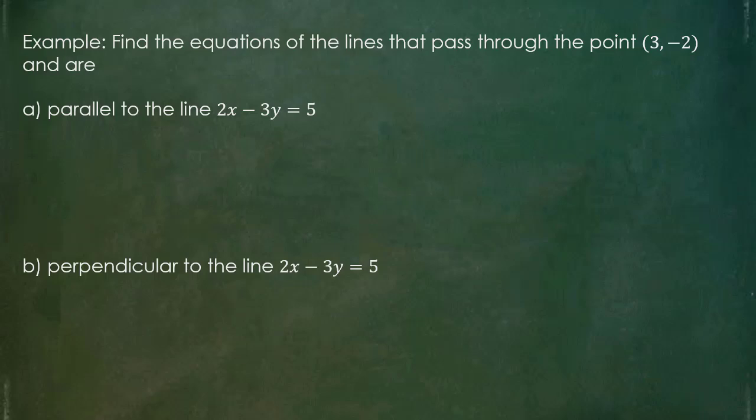With this one, notice the instructions are telling us to just find the equations of lines that pass through a specific point. So this (3, -2), I'm going to use both times. And I want it to be parallel to this line one time, but then perpendicular to the same line the second time. So what can we do?